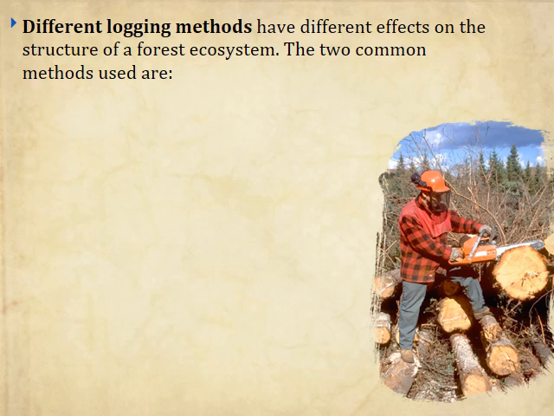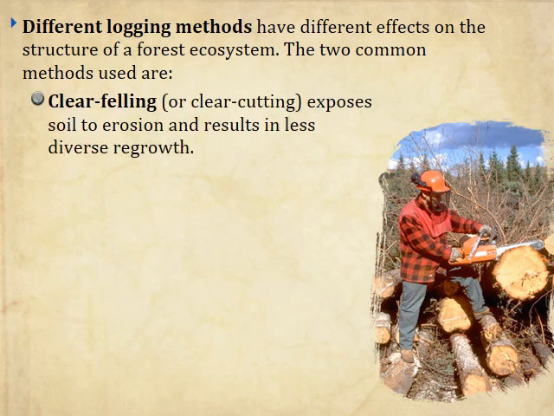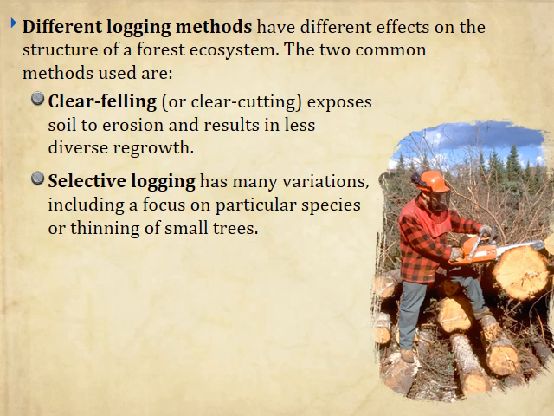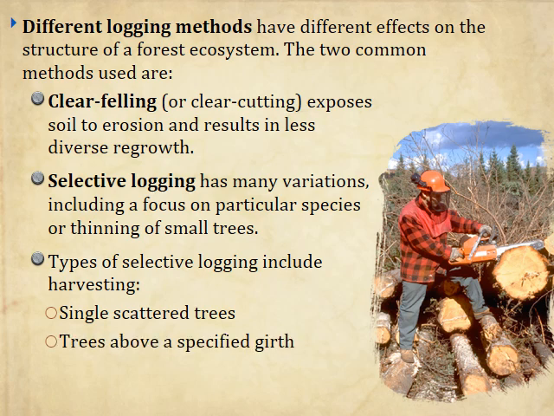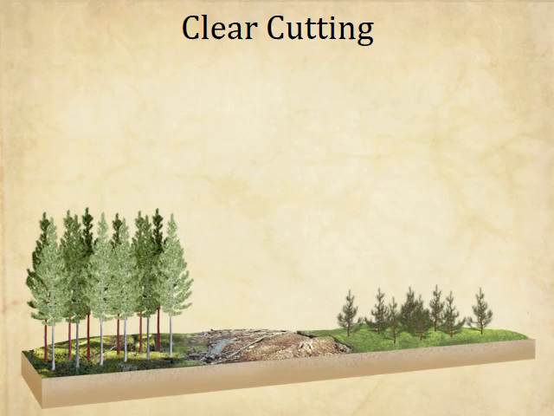Okay. So we have different logging methods. You have clear cutting, which basically you cut everything down. You have selective logging where you go in and you just take specific trees from either specific places or that have specific characteristics or ages or species. And different types of selective logging are single scattered trees, trees above a specific girth or width, and then you have selected groups of trees in different areas. Okay.